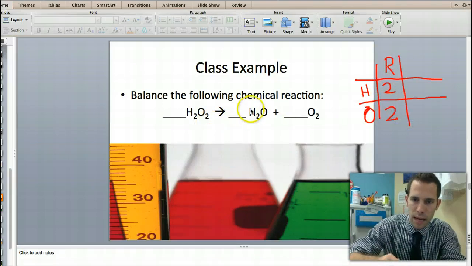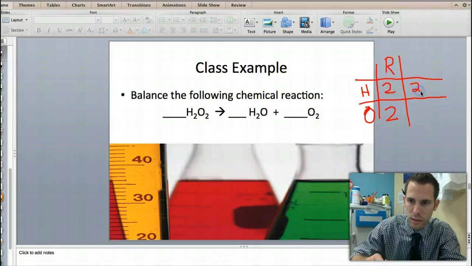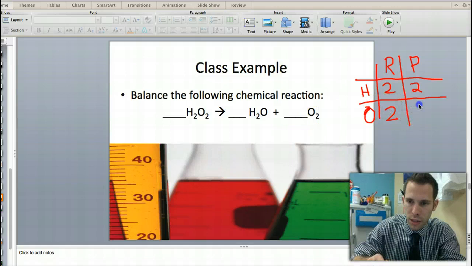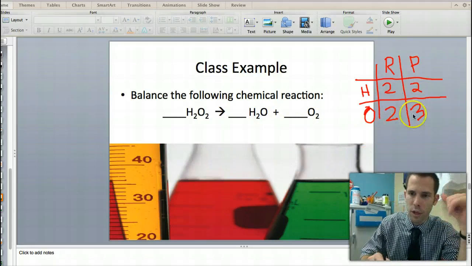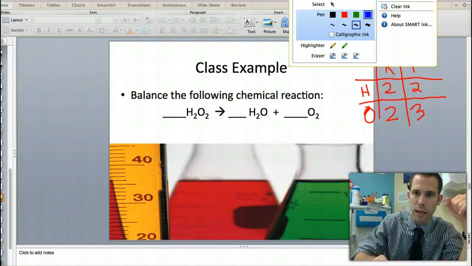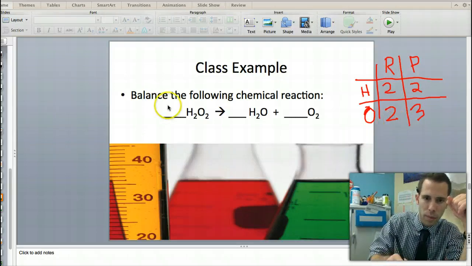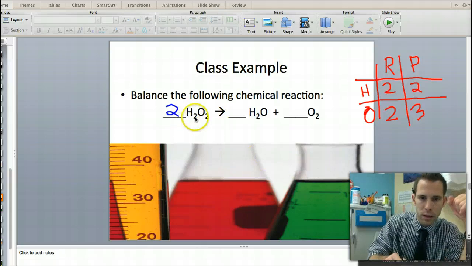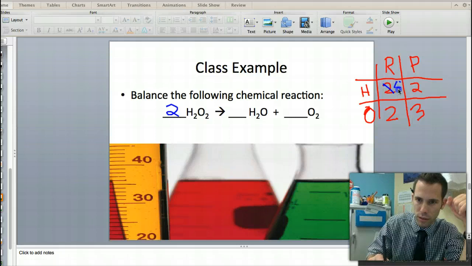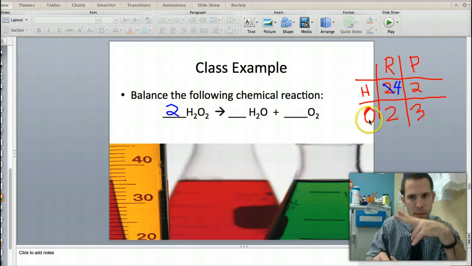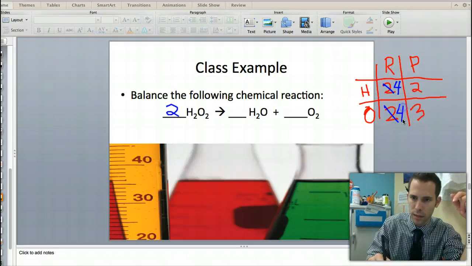On the product side, I have 2 hydrogens and I have 3 oxygens. 2 plus 1 is 3. So I'm going to need to balance these. So what I'm going to do is I'm going to see which one I need to balance first. Well, first things first, I need the oxygens to be equivalent. So I'm going to multiply this whole set by 2. So now, these 2 hydrogens are being multiplied by 2, which means I have 4 hydrogens. And these 2 oxygens are being multiplied by 2, which means I have 4 oxygens.